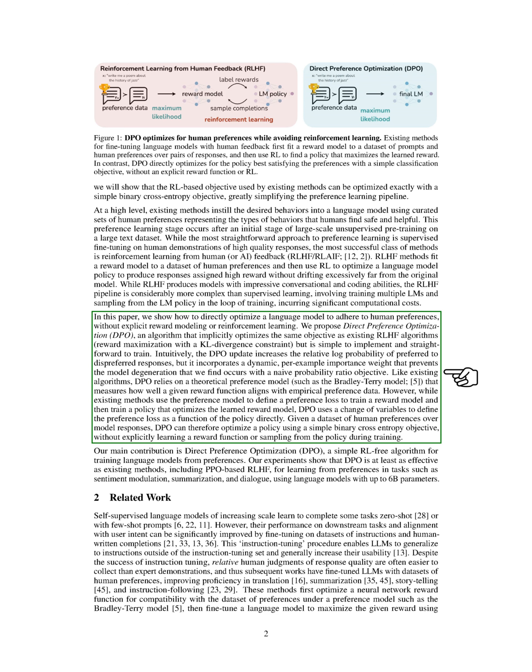Like existing algorithms, DPO relies on a theoretical preference model that measures how well a given reward function aligns with empirical preference data. However, DPO defines the preference loss as a function of the policy directly, rather than using the preference model to train a reward model and then train a policy that optimizes the learned reward model. Given a dataset of human preferences over model responses, DPO can optimize a policy using a simple binary cross-entropy objective, without explicitly learning a reward function or sampling from the policy during training.